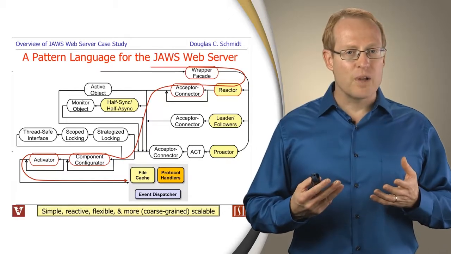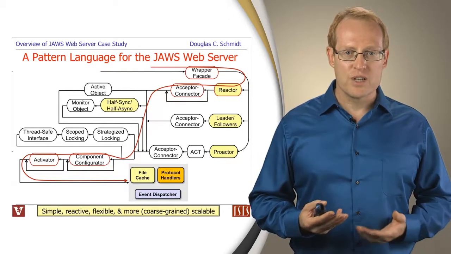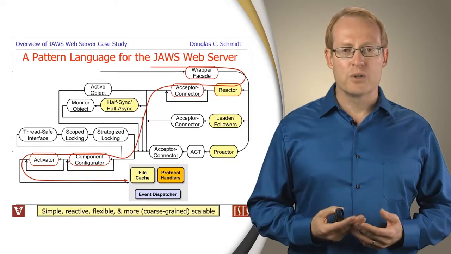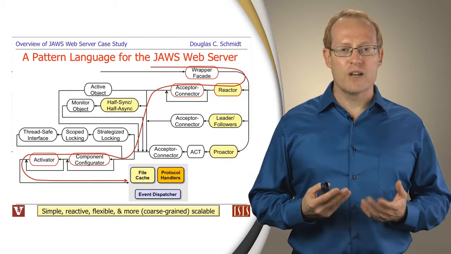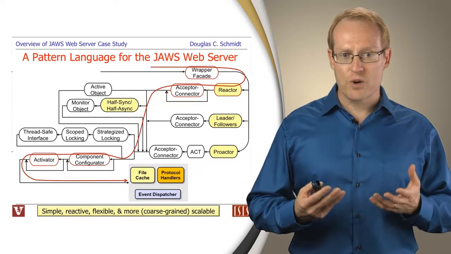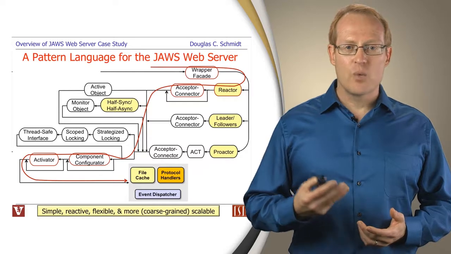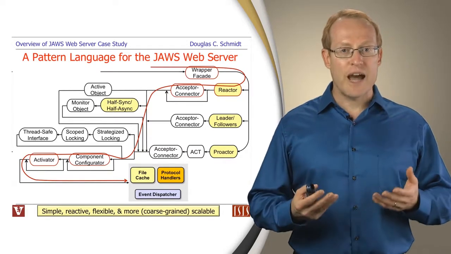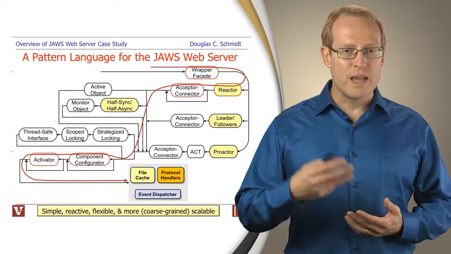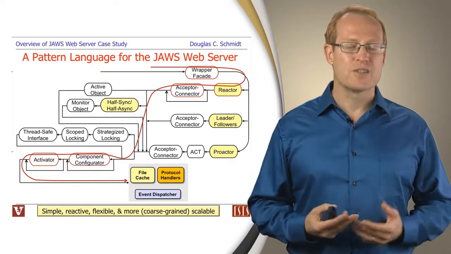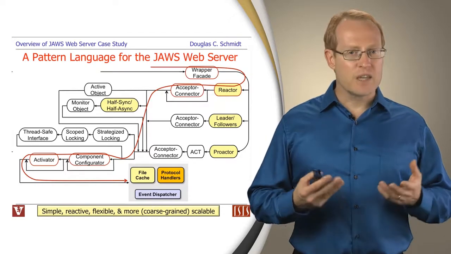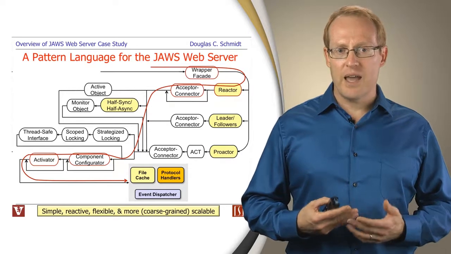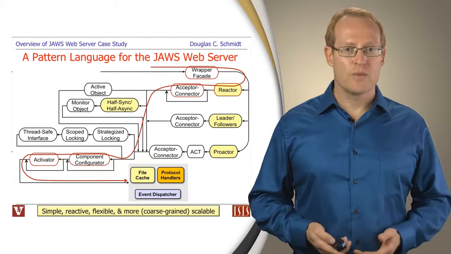And then we're also going to apply something called the activator pattern, which is not in the POSA 2 book, but it's a pattern that's very closely related to the patterns in the POSA 2 book. We'll use the activator pattern to launch the web server process on demand when client requests come along. So this solution is still fairly simple. It's reactive. It's more flexible because we can do late binding of the implementation details of our server. And by using activator, it allows us to have coarse-grained scalability, basically a process per request.